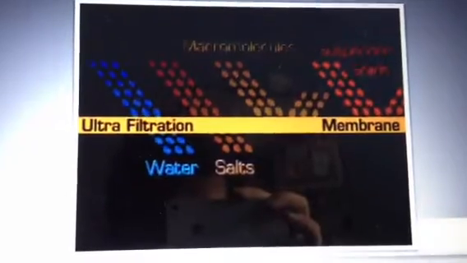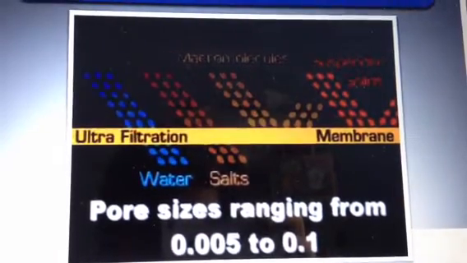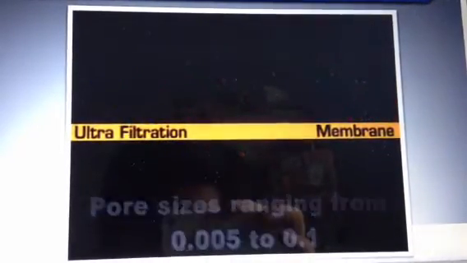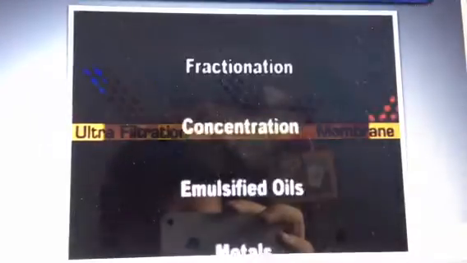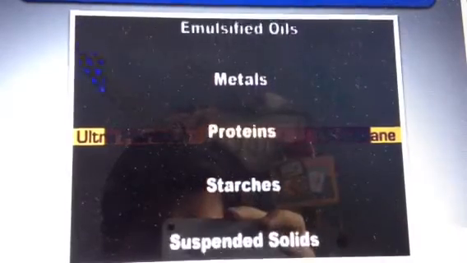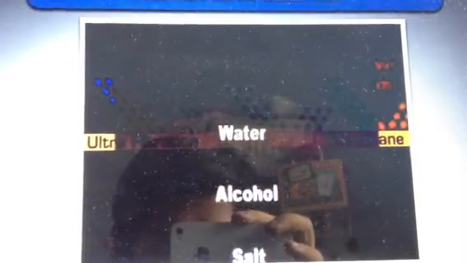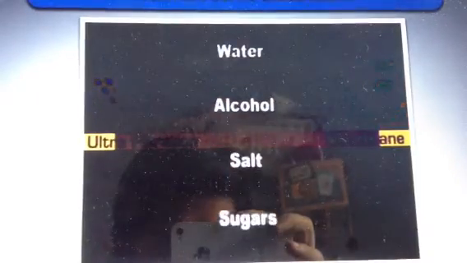Ultrafiltration is a common membrane-based fluid treatment process utilizing a membrane with pore sizes ranging from 0.005 to 0.1 micron. Particles or macromolecules such as emulsified oils, metal hydroxides, proteins, starches, and suspended solids are retained on the feed side of the membrane, while molecules smaller than the selective membrane pores, such as water, alcohol, salt, and sugars, pass freely. This filtrate is often referred to as permeate.